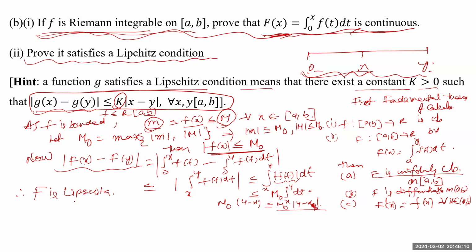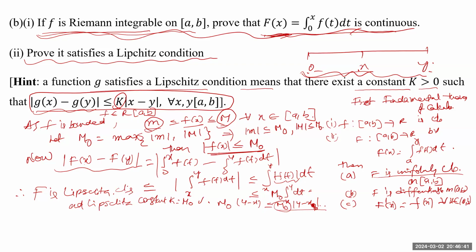So F is Lipschitz. So what is the Lipschitz constant K? Here K is your M naught, right? So F is Lipschitz continuous, and the Lipschitz constant K is equal to M naught.